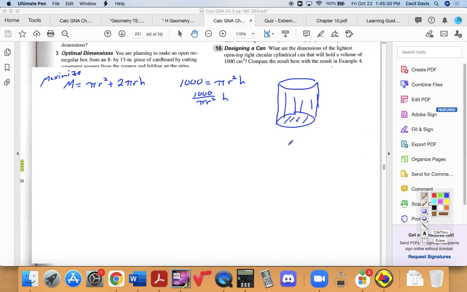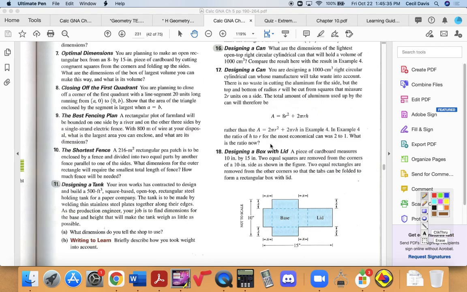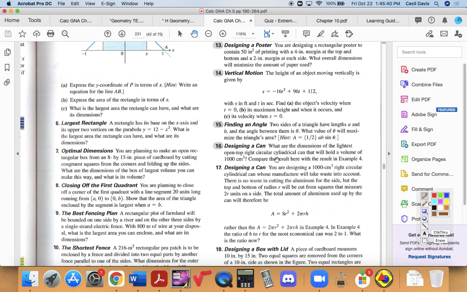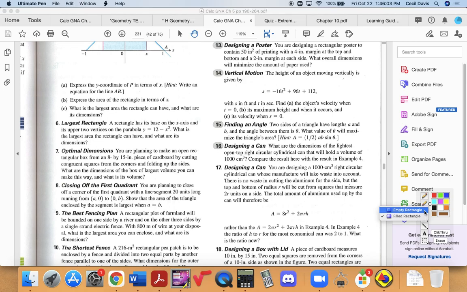Number 13. Design a poster. You're designing a rectangular poster to contain 50 square inches of printing with a 4-inch margin at the top and bottom and a 2-inch margin at each side. What overall dimensions will minimize the amount of paper used? Oh, that sounds interesting.